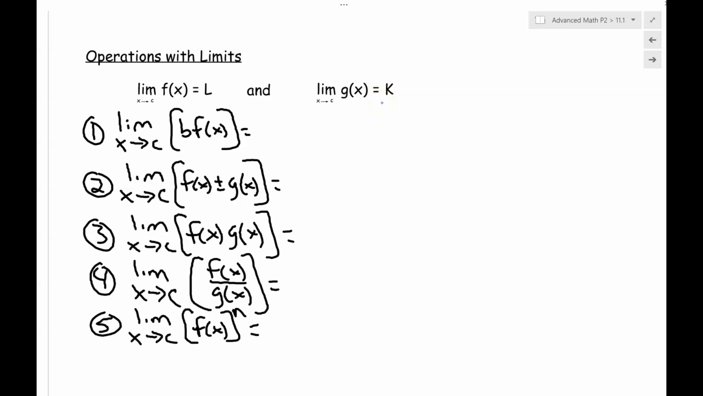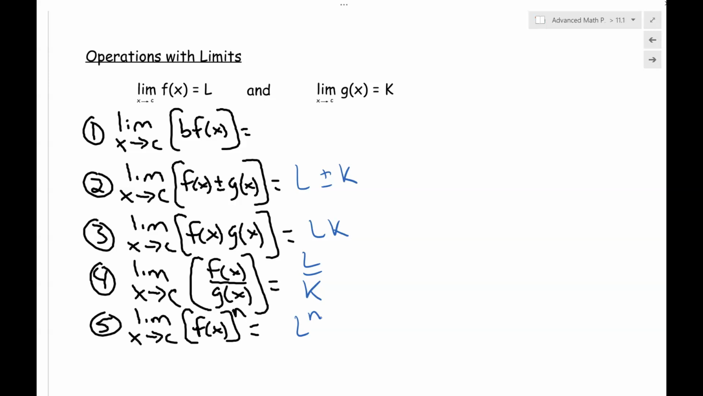I'm going to go to number 2. And what we're saying here is if I had a limit and I was adding two functions or subtracting two functions, all I really would need to do is add or subtract the values we get for those individual limits of those functions. Okay, so in other words, they behave the way you would think. So like number 3 would be L times k, number 4 would be L over k, and then 5 would be L to the nth.